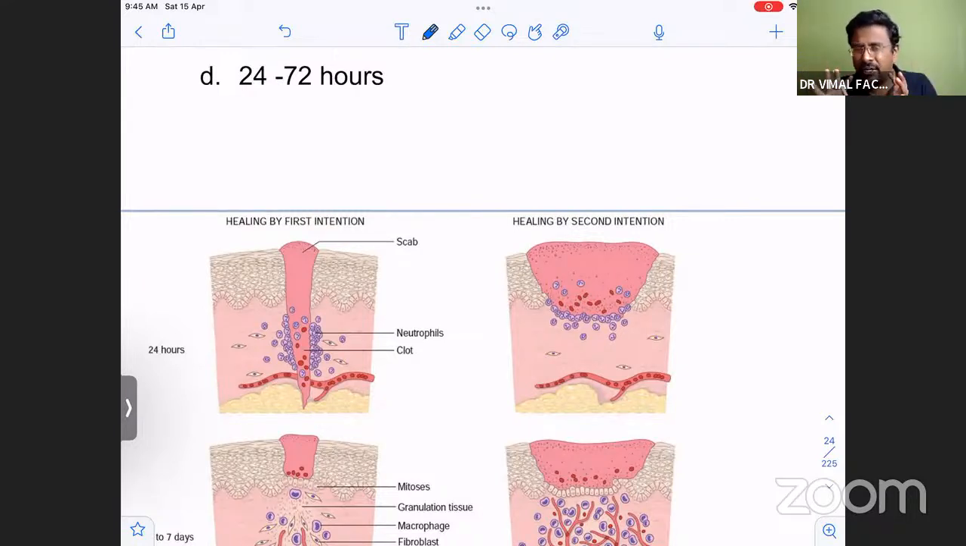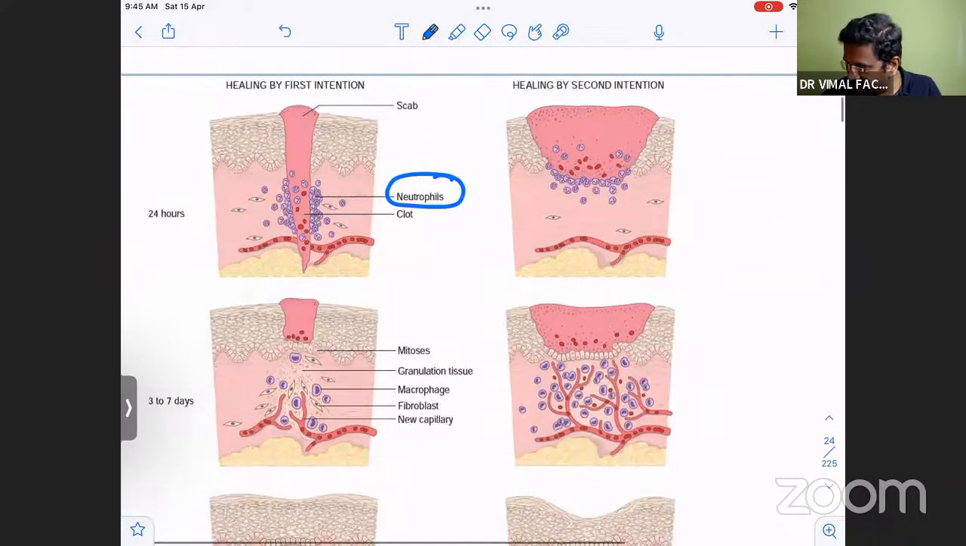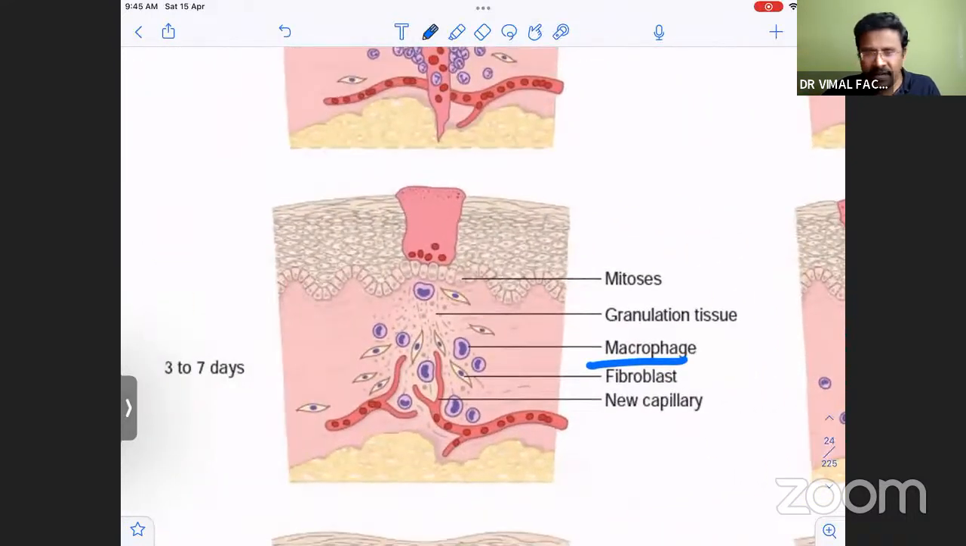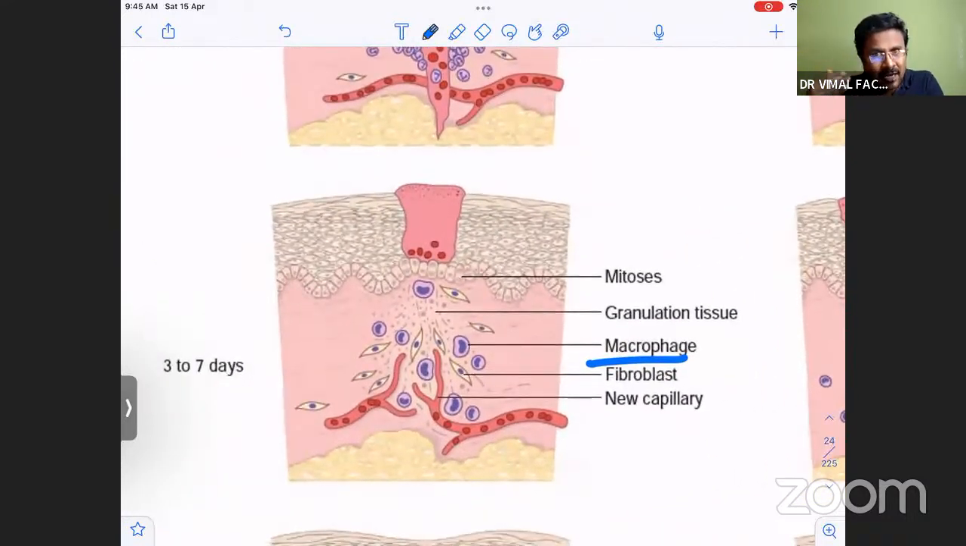To remove that dead tissue, the first cells which come there are the neutrophils. Neutrophils will eat away all these dead particles. The neutrophils will be clearing the fibrin clot and the dead tissues. Then whatever remaining part is left over, macrophages come. The macrophages will try to remove the dead neutrophils and the remaining dead tissues. So all the dead areas are now cleared.